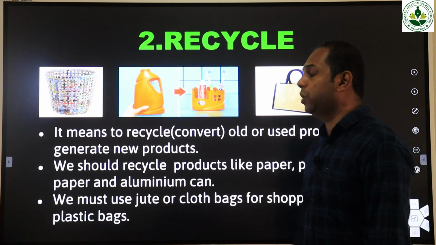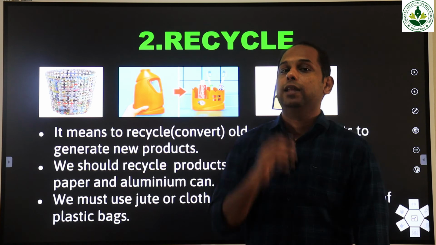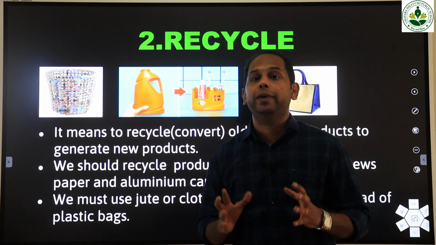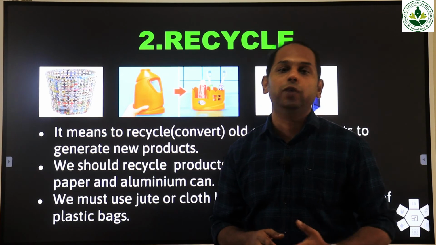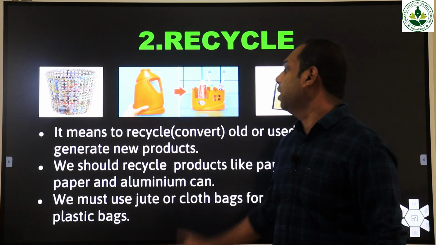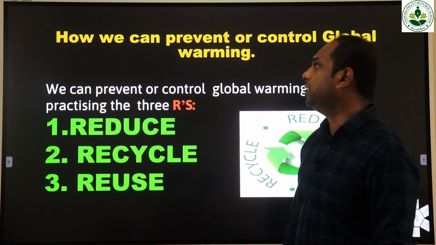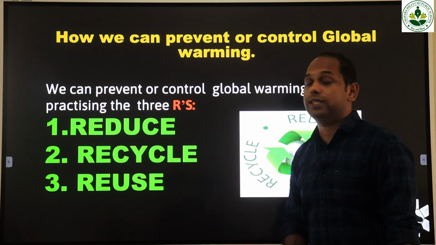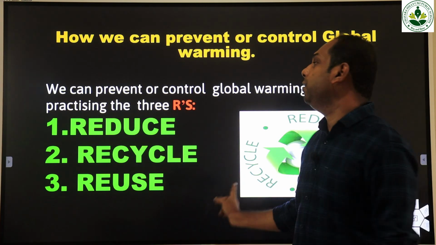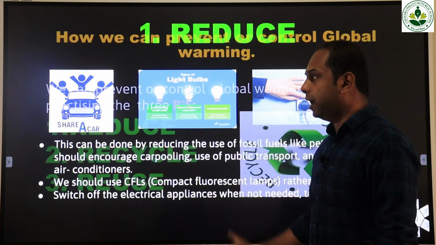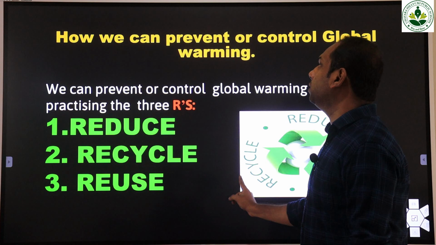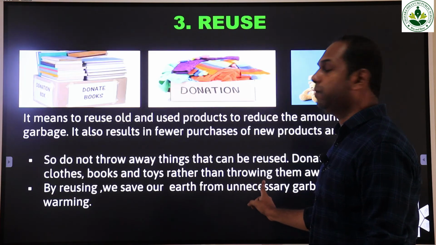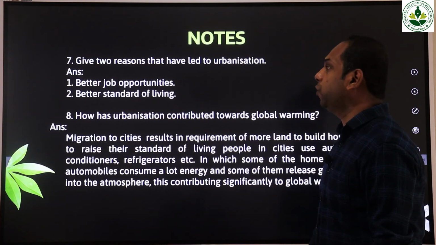By that we have come to the end of the chapter. In this chapter we have learned about global warming and its effects. In the last class we learned about the consequences of global warming, and today we learned the term called urbanization, and we understood how urbanization is related to global warming, and we also studied the 3 R's by which we can reduce global warming. These are the major points that we have studied from the chapter. These are notes for you.